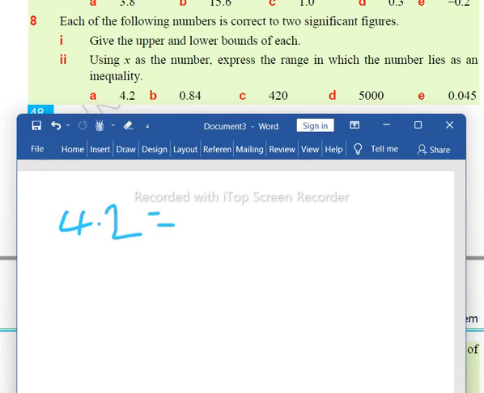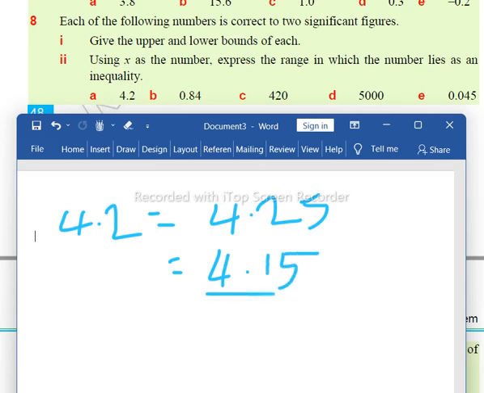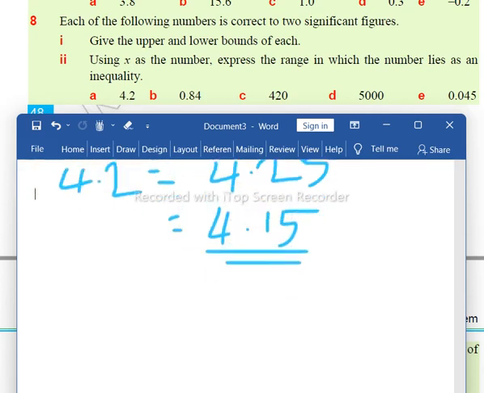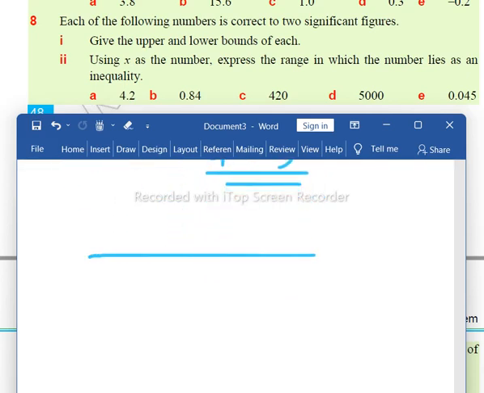The upper bound of this number will be simply adding 0.05, so we get 4.25. The lower bound of this number will be 4.15, by simply subtracting 0.05 from the number. This is the lower bound. We can put this number on a number line.